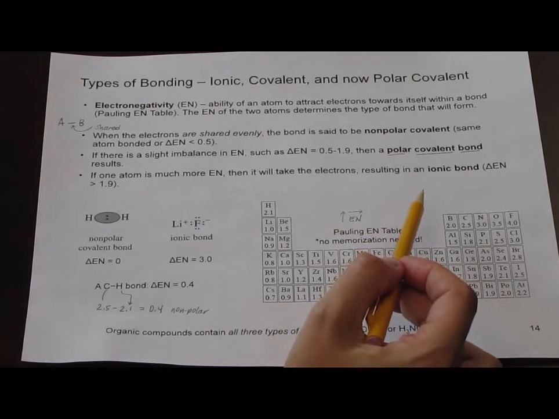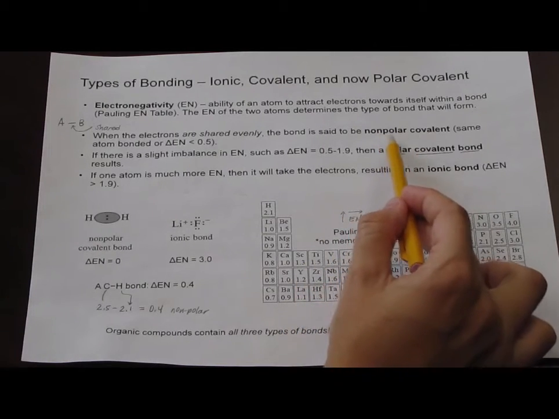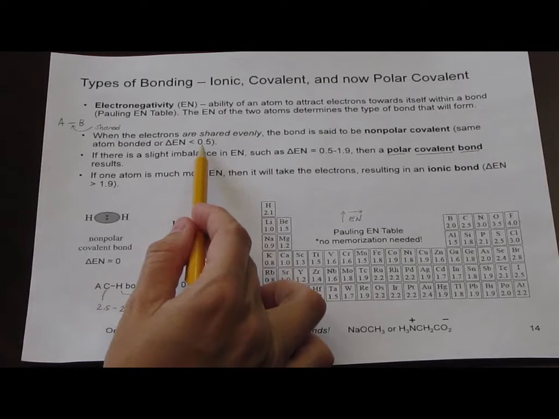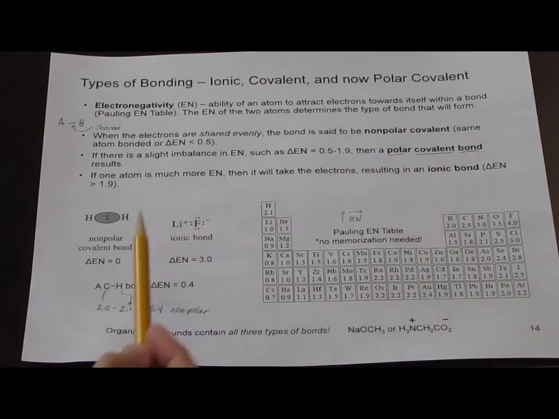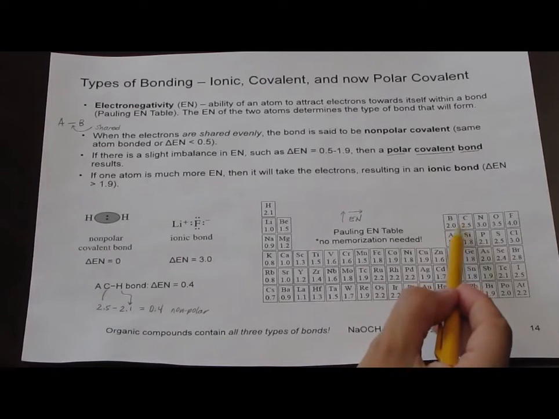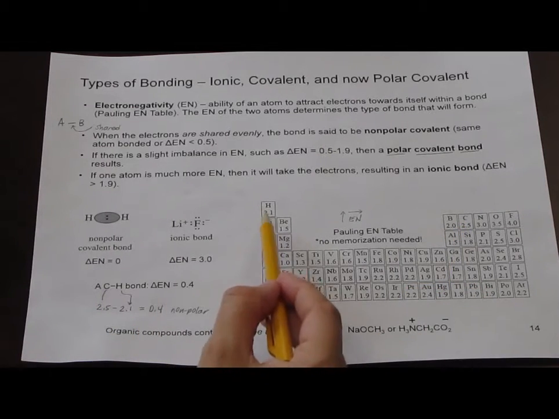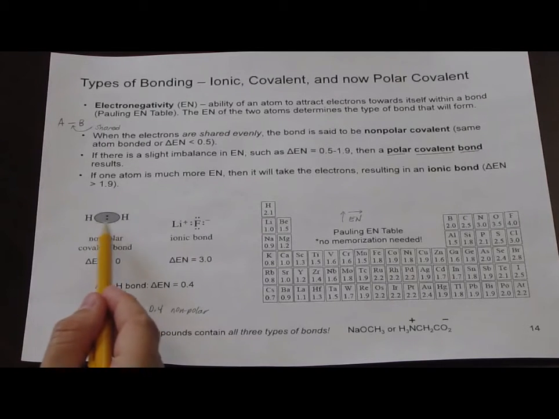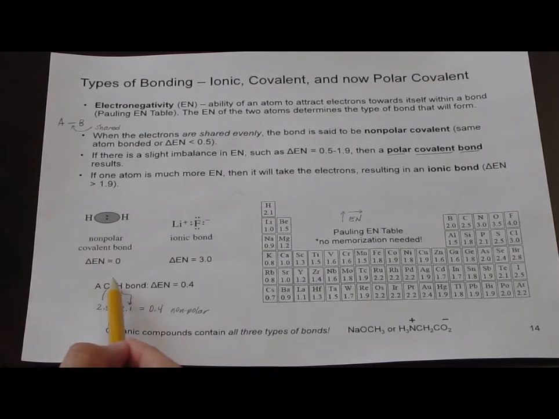We have three types of bonds in this section. Nonpolar covalent: when you subtract the electronegativity of two atoms, if it's less than 0.5, it is in this category. An example is a C-H bond. Carbon is 2.5, H is 2.1, and when you subtract them, it is 0.4. If you have the same thing bonded to each other, you have the same situation.